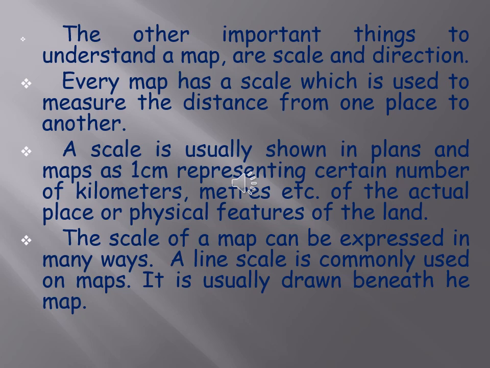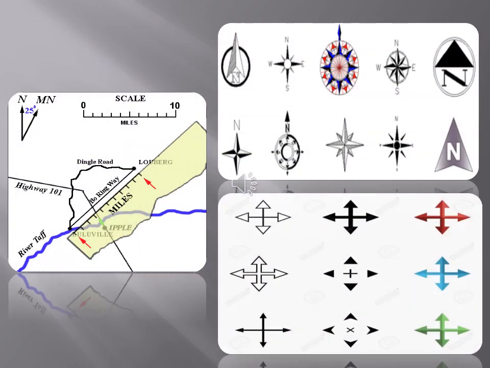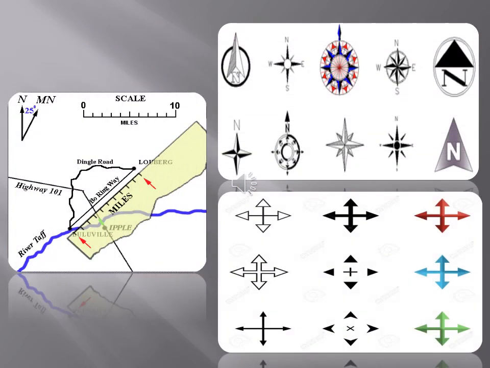The scale of a map can be expressed in many ways. A line scale is commonly used on maps. It is usually drawn beneath the map, at the bottom of a map. You can see the picture of a scale on the down part of the map. In this picture you can see the scale here, from 0 to 10, measured in miles.